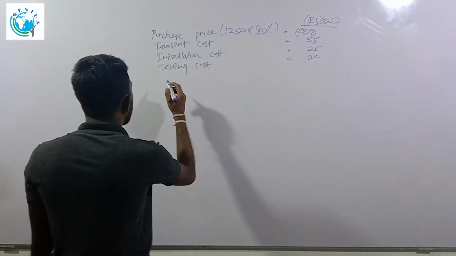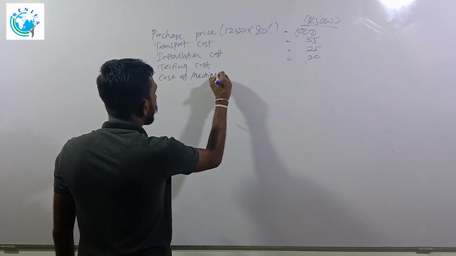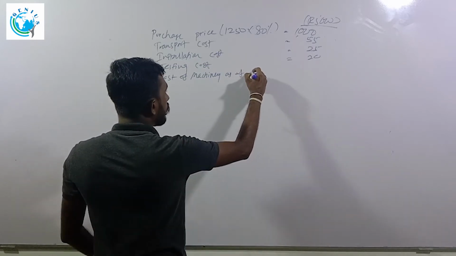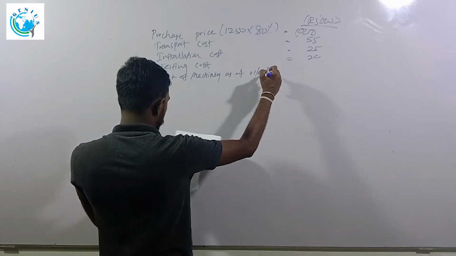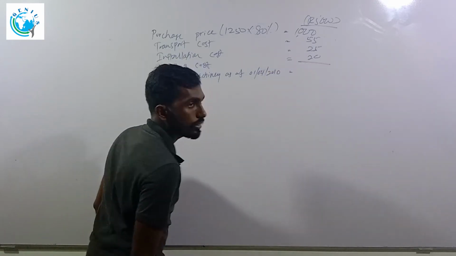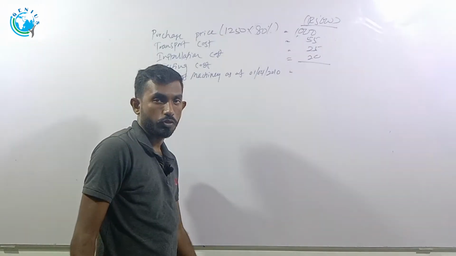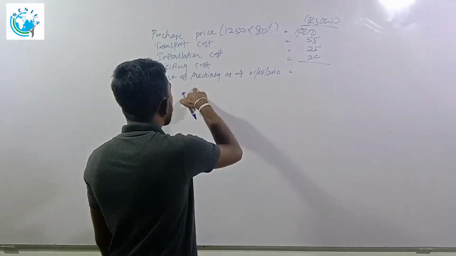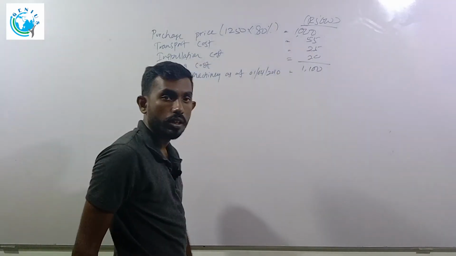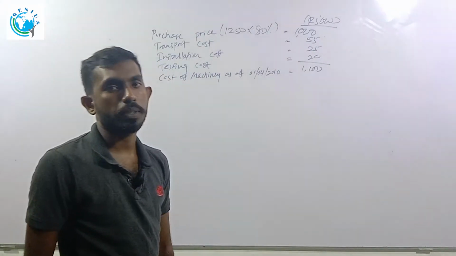Therefore, we can say the cost of machinery as at 1st April 2010, that means the purchase date. Let's assume from the date of purchase we can use this machinery from that day onwards. Therefore, the cost of the machinery is 1,100 as at 1st April 2010.